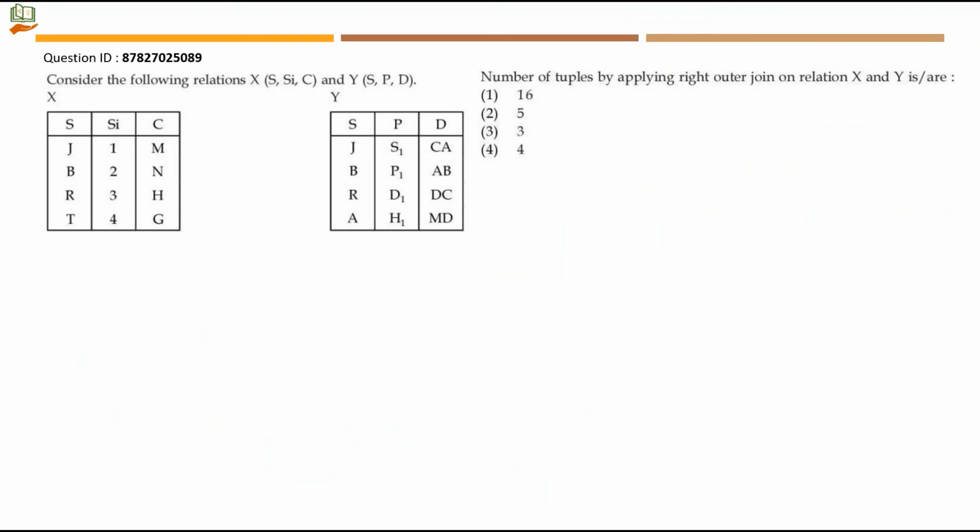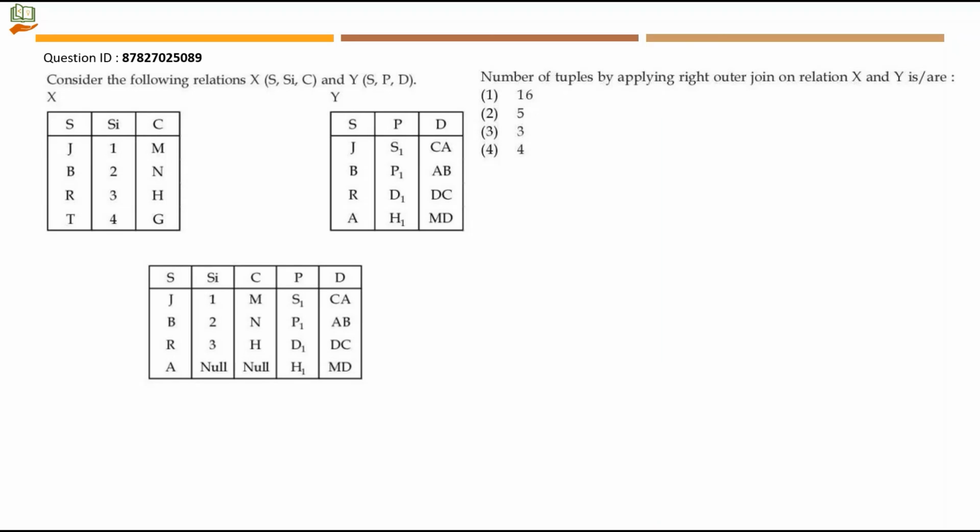Next question. Number of tuples by applying right outer join on relations x and y are. Question number 5087. They have applied the right join operation. So let me bring that result from the option. We have marked option 2 right. In question number 5087, the last 4 digits of the ID I am saying. So this was the answer.